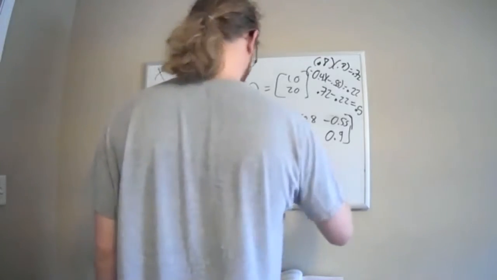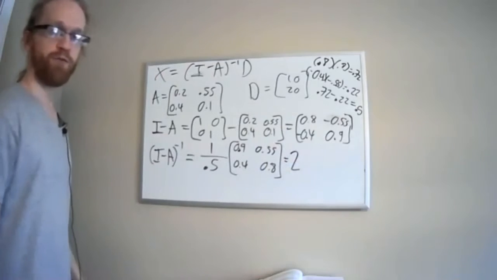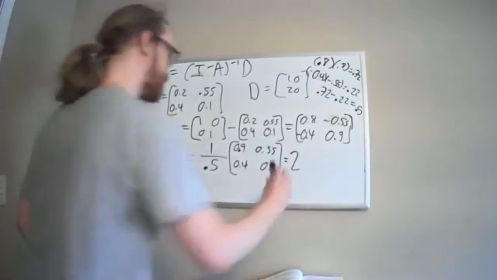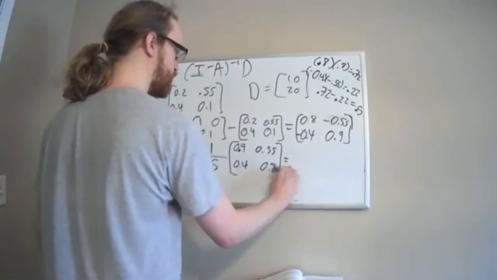1 over 0.5 is actually 2. 0.5 as a fraction is 1/2, so I have 1 over 1/2. That's the same thing as 2. So I just need to multiply everything in this matrix by 2. So I'll go ahead and do that.